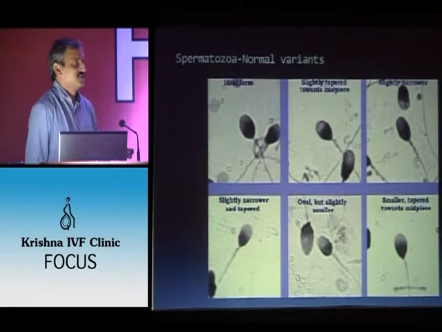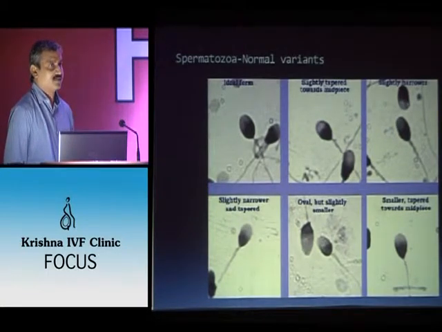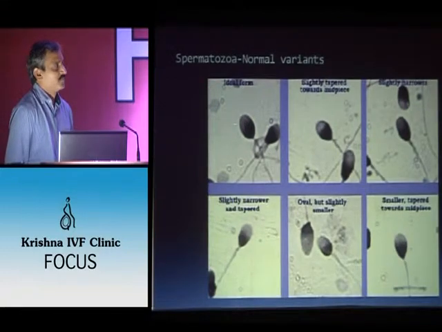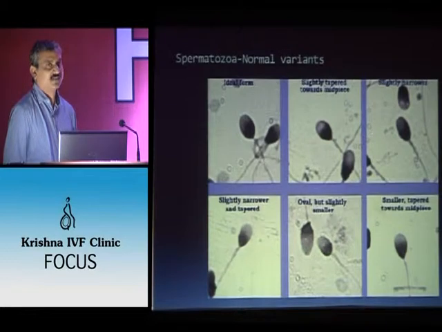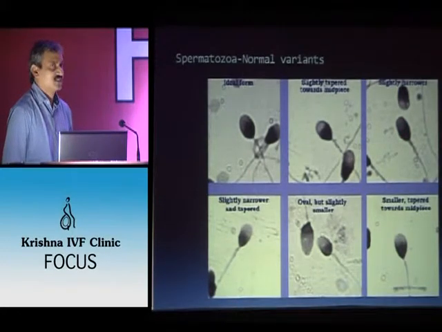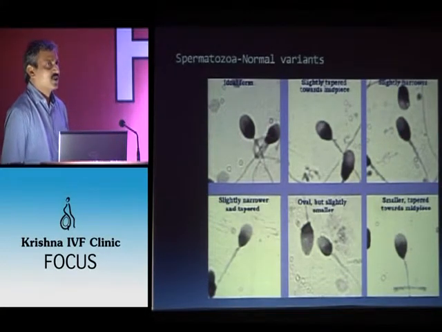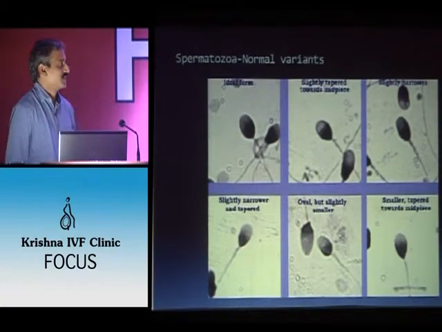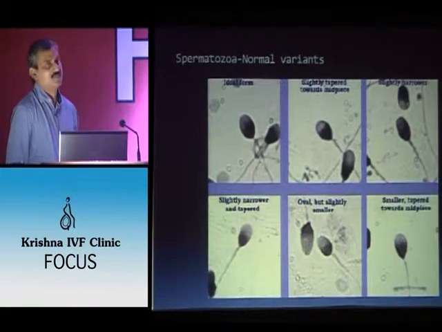So these all 6 images are morphologically normal sperms. This is an ideal sperm, but slightly tapered towards the mid-piece is also a normal spermatozoa. And this is slightly narrower, but we still consider it as normal. So when all 6 forms are considered normal, if you are not using any specific tool, some people say this is abnormal and this is normal.